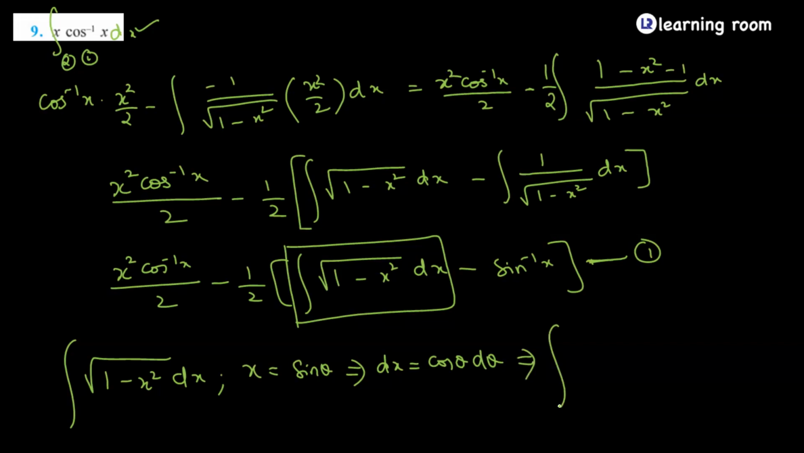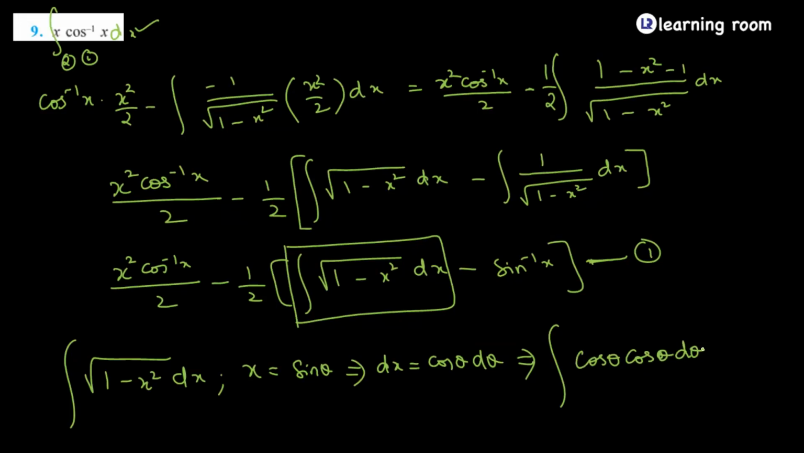root of 1 minus x square is going to become root of 1 minus sin square theta, which is cos square theta. So cos square theta under root will be cos theta. So the integral of cos theta, and in the place of dx, can I write cos theta d theta? So it will be cos theta d theta. So from this, what can you conclude? It is cos square theta.